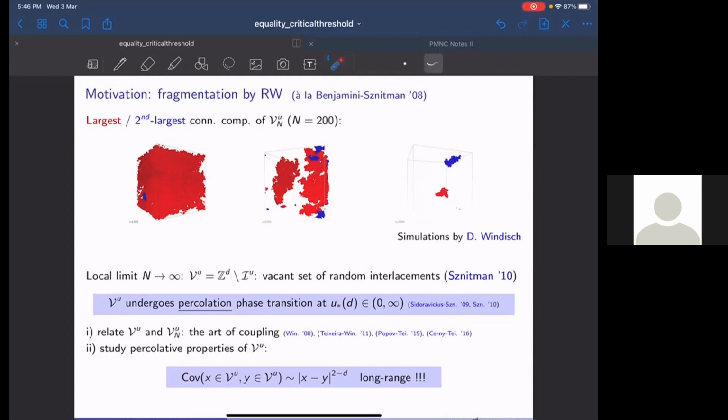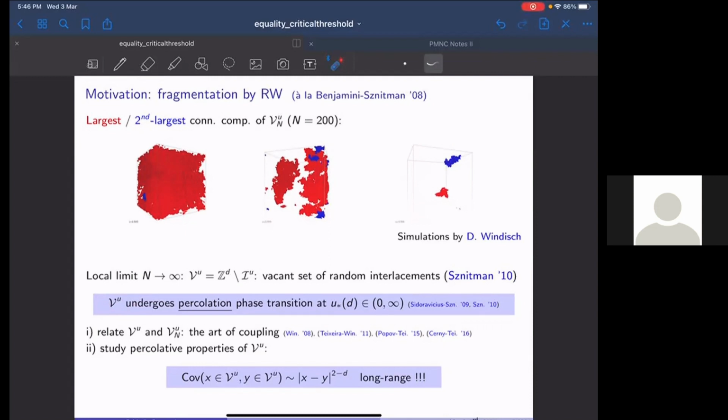Now, let me tell you one beautiful property of this. I'll come to a more down-to-earth importance of this model, but before that, let's look at some fun trivia. This enjoys a very deep connection with properties of random walks. So for example, you can ask me, why look at the vacant set? Why don't we just look at the occupied set instead?